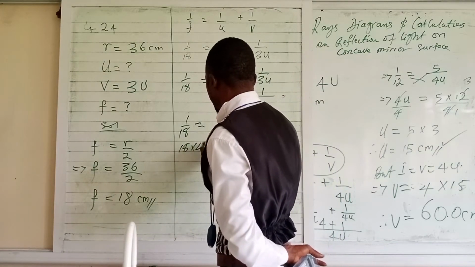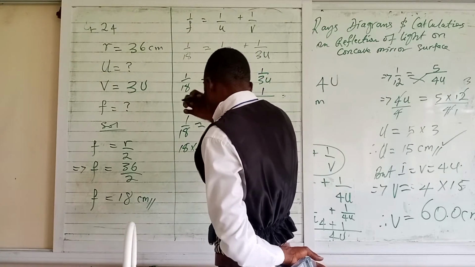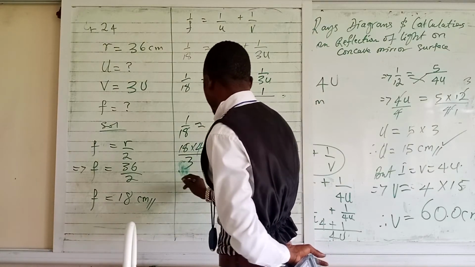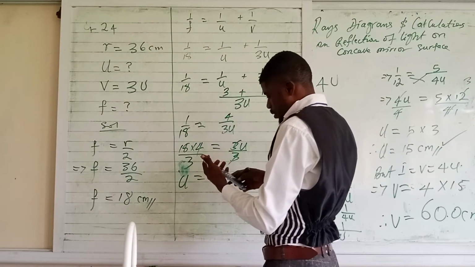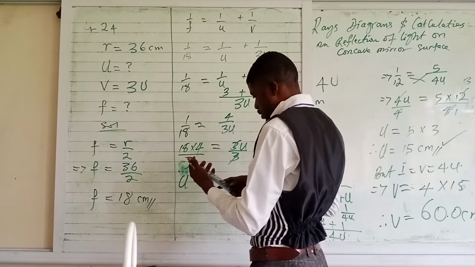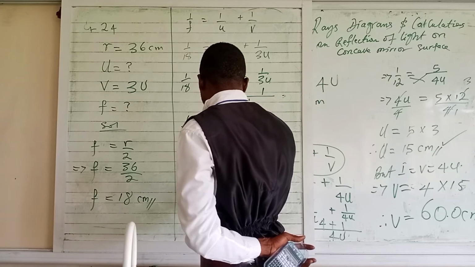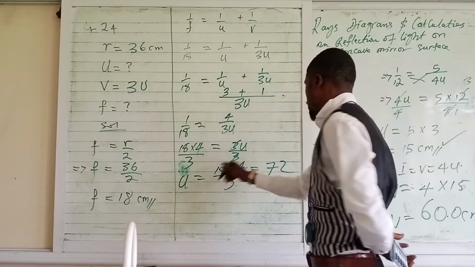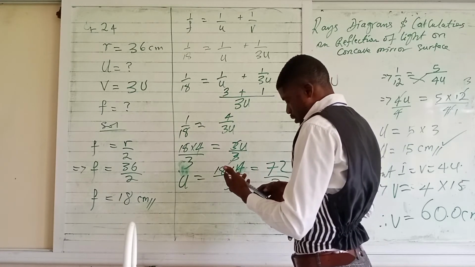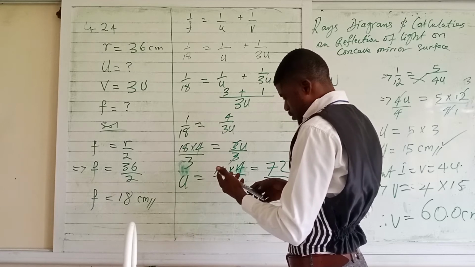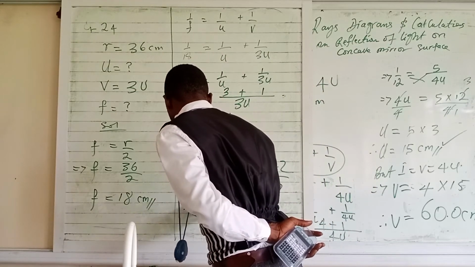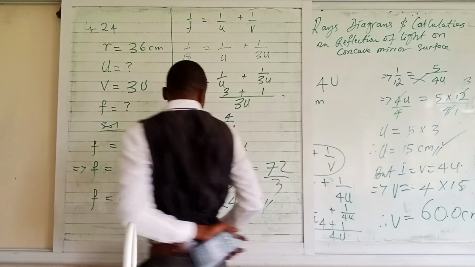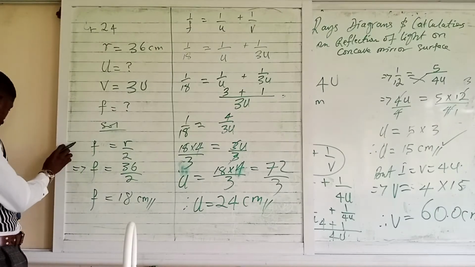You cross multiply. So you have 18 times 4 is equal to 3U. So your U, you divide both sides by 3, so that your U is 18 times 4 divided by 3. You have 72. 72 divided by 3. That will give you, so therefore, your U is 24 cm. As simple as that. As simple as A, B, C.